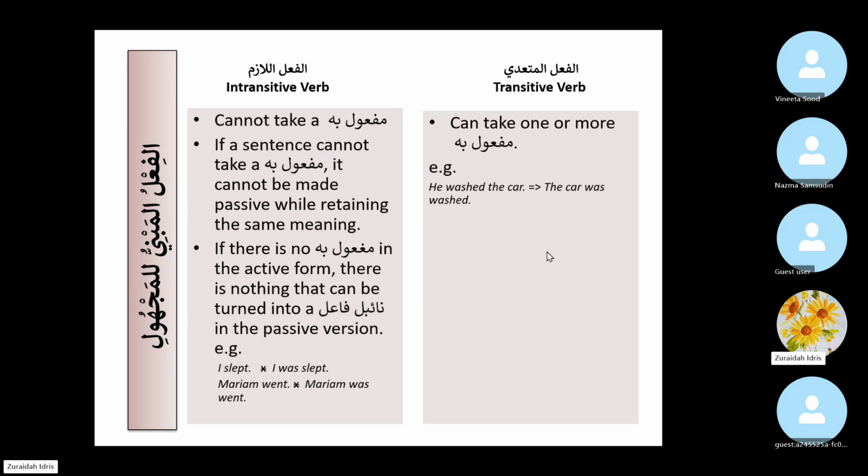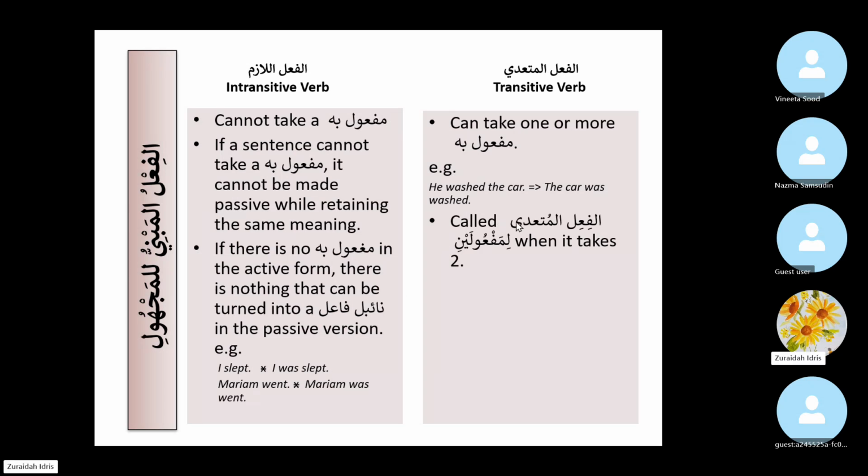This one is a simple one maf'ul bihi. He washed the car. Because we have a maf'ul bihi, the car, then we can make it passive. The car was washed. Then in brackets, by him, for example. But in English we can do that. The car was washed by him if we want to. But why do we want to say that? Why don't we want to say that in a passive sentence?